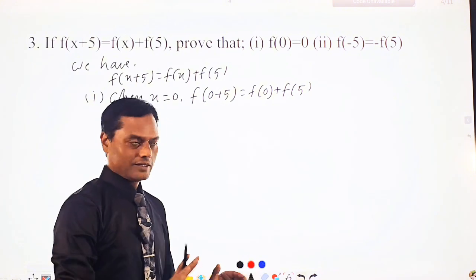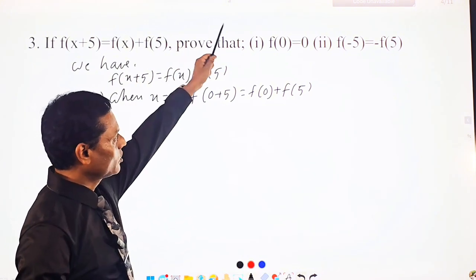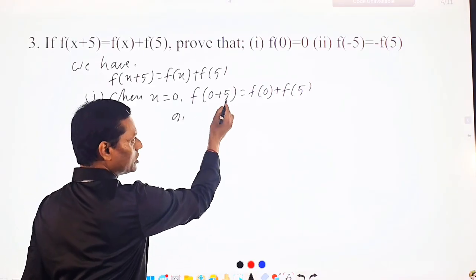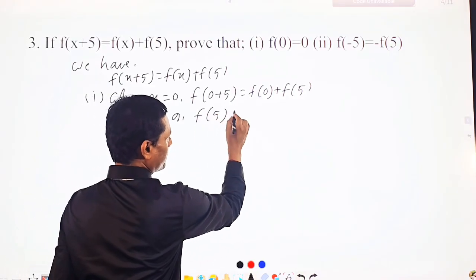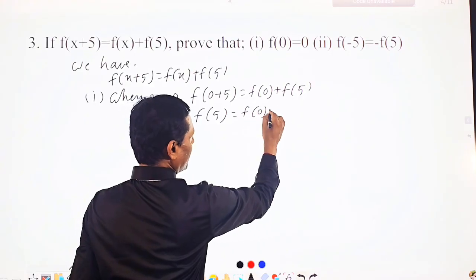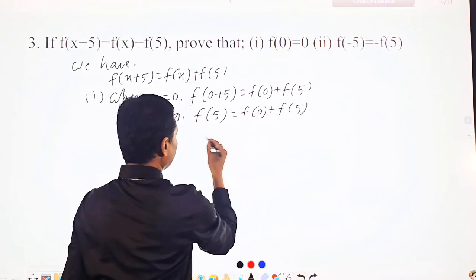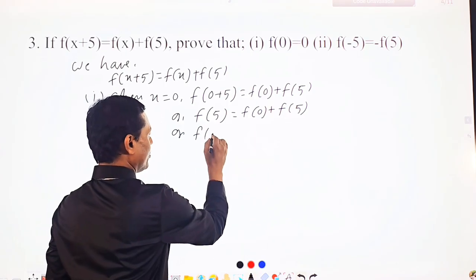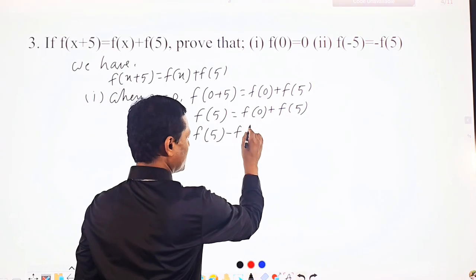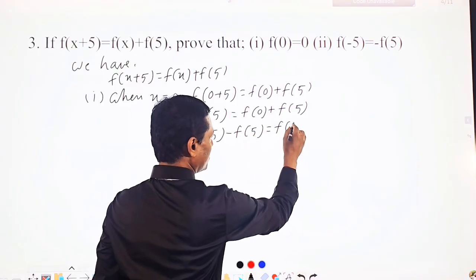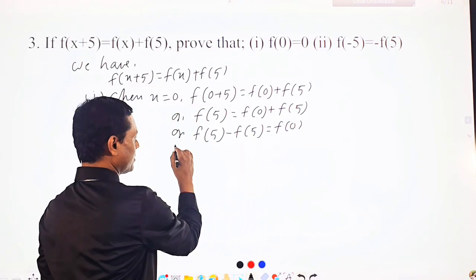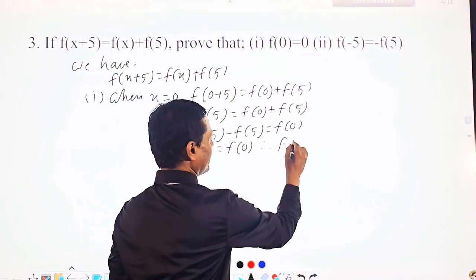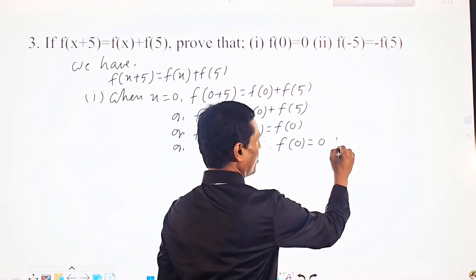Why x equals 0? Because here the input is 0, right? Now we can write 0 plus 5, that means f(5), and here is f(0) and there is f(5). Now this f(5) is taken to the left hand side. Then we get f(5) minus f(5), that is f(0), and f(5) minus f(5), that is 0, equals f(5), f(0). Therefore, f(0) equals 0. 1 is proved.